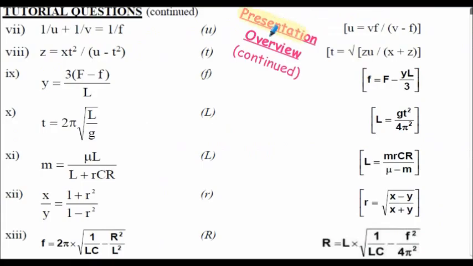Presentation overview continued. And here are the final batch of tutorial questions. Some of these are quite difficult questions, so don't be overly concerned if you're having problems with them. Most technician students will find these difficult. Questions 7 through to 13.